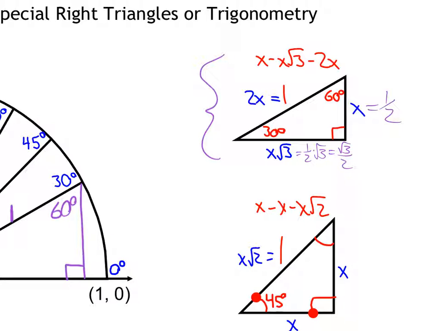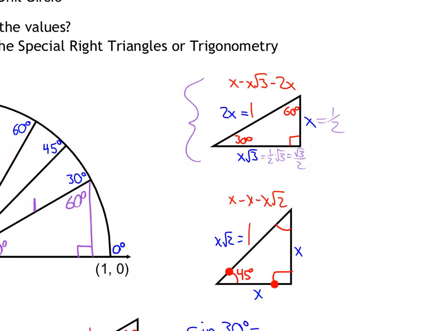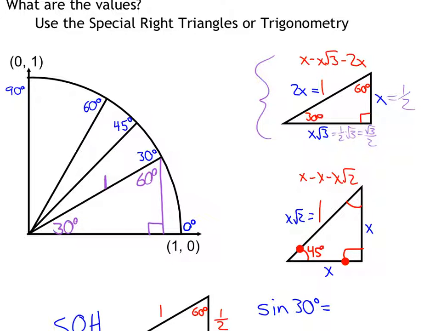So guess what? This point right here, notice in my triangle, let's come back over here. I know that this side right here is root 3 over 2, and this side right here is 1/2. So question, what is this point? Root 3 over 2, 1/2. Good. Those are the coordinates of that point.